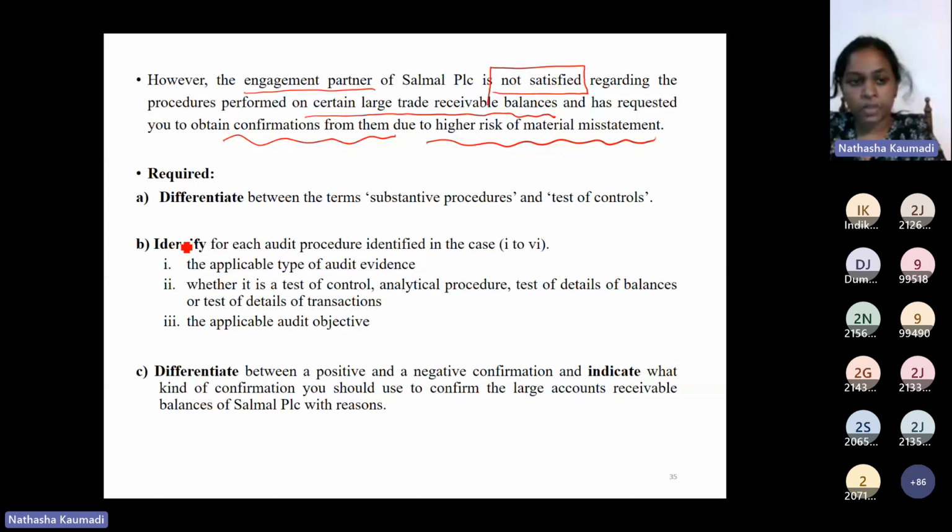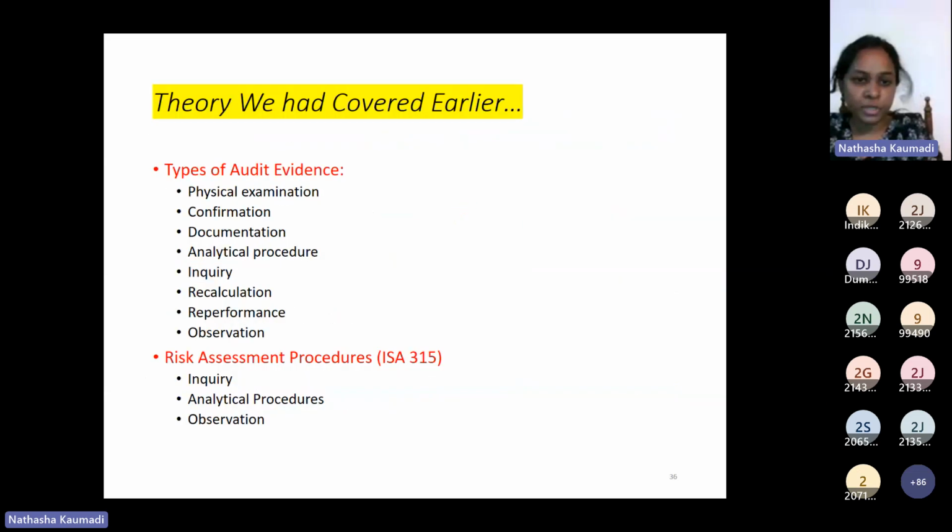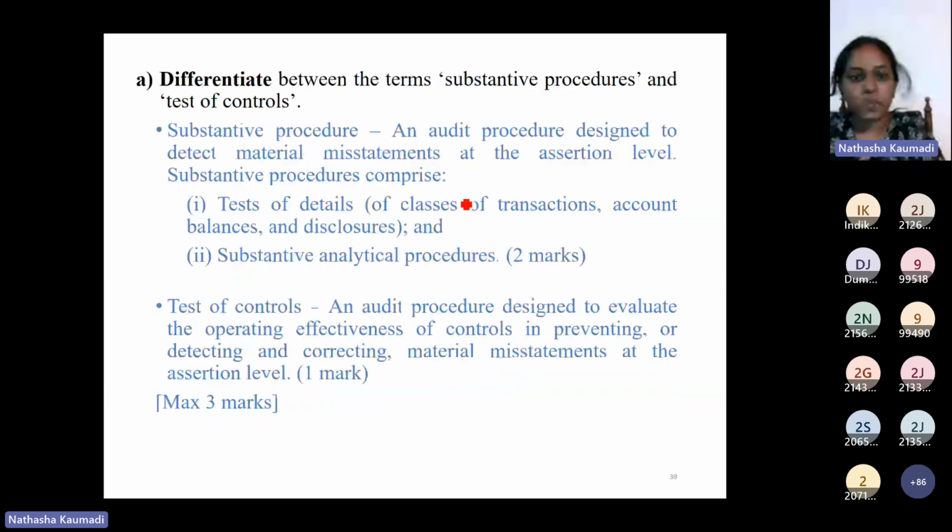Now, what are the questions? We'll quickly read the questions. Differentiate between the substantive procedures and the test of controls. Now, this question I discussed last week and also this week I explained to you. First of all, I'll show you the answer. Now, when it comes to substantive procedures and test of controls, both are audit procedures. These are the two types of audit procedures.